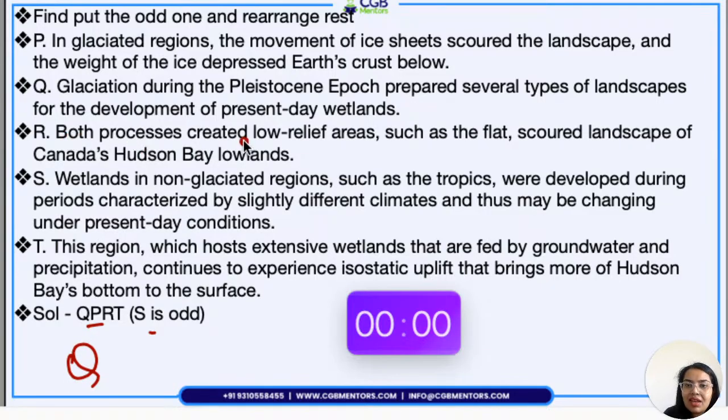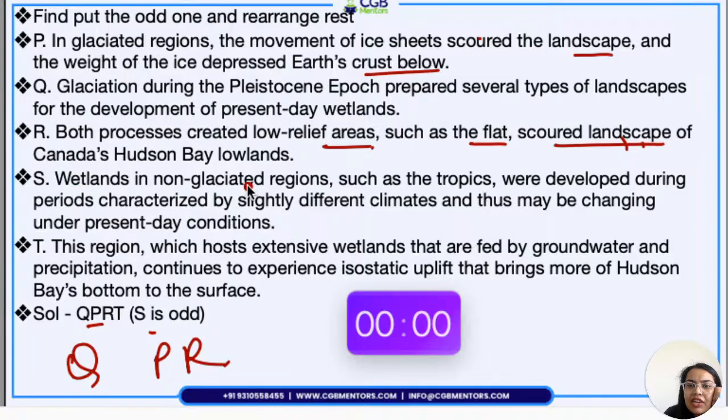Both processes created low relief areas, such as, that means if I get two names of processes, I can use R. Okay, so you can see that the movement of ice sheets suckered the landscape and the weight of the ice depressed the crust below, pushing it down. So these two, okay, both the processes created low relief areas. See, the crust is going below, suckering up the landscape, so it is going below. Now, such as flat suckered landscape, see, same terms, so definitely P and R are a pair.